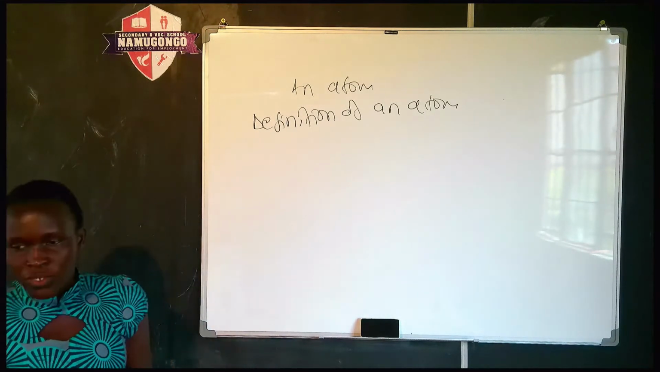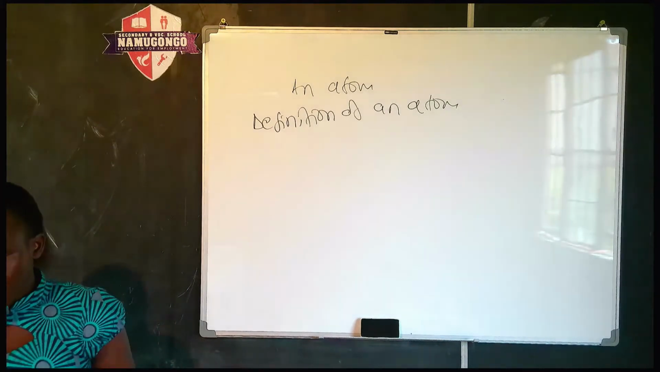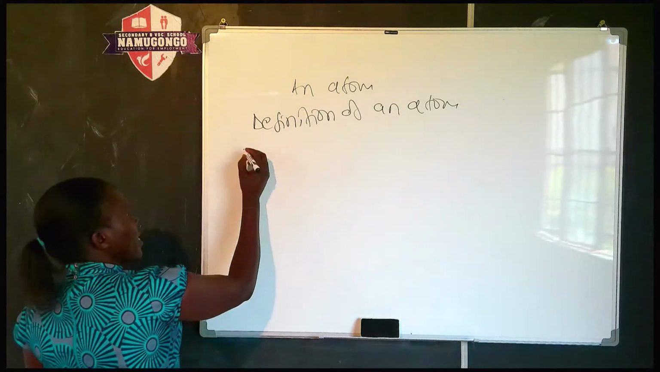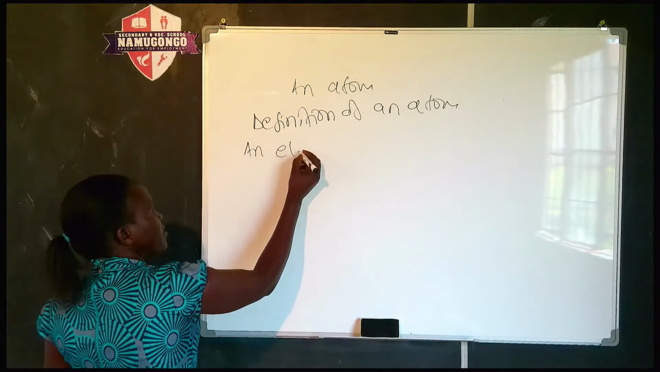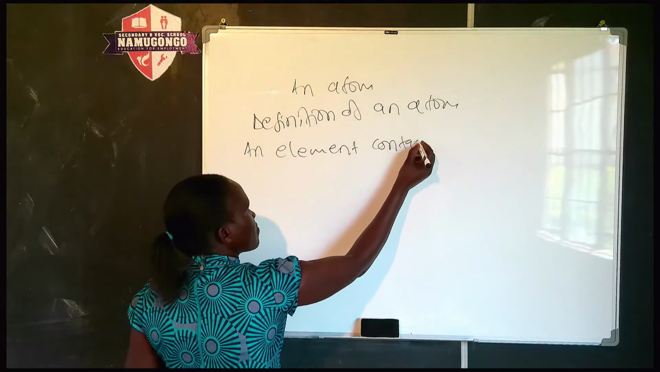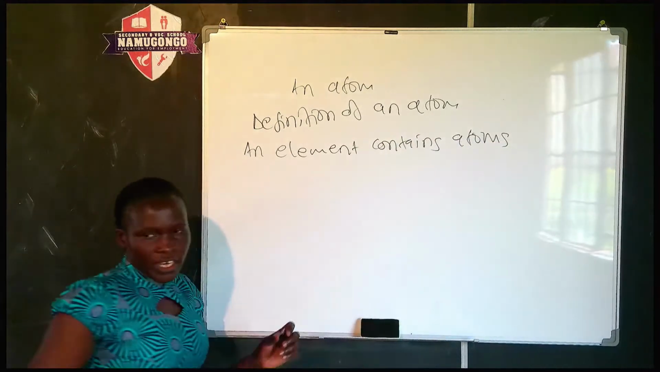Okay? So the other thing that we need to see is, if they are identical, then what makes up an element? We would say an element contains atoms. We want to look at an example.